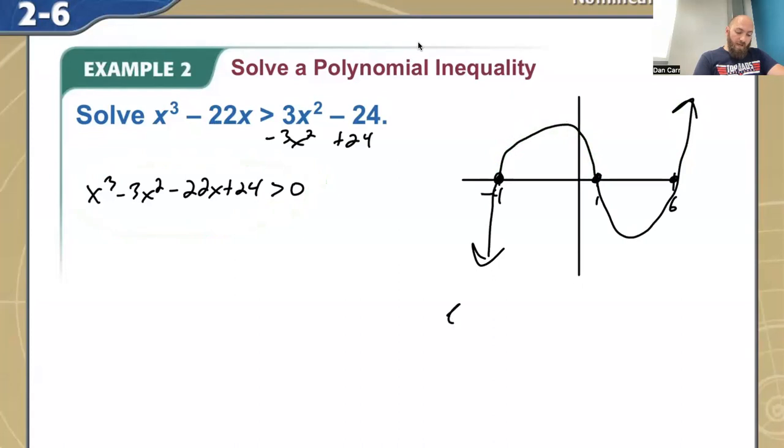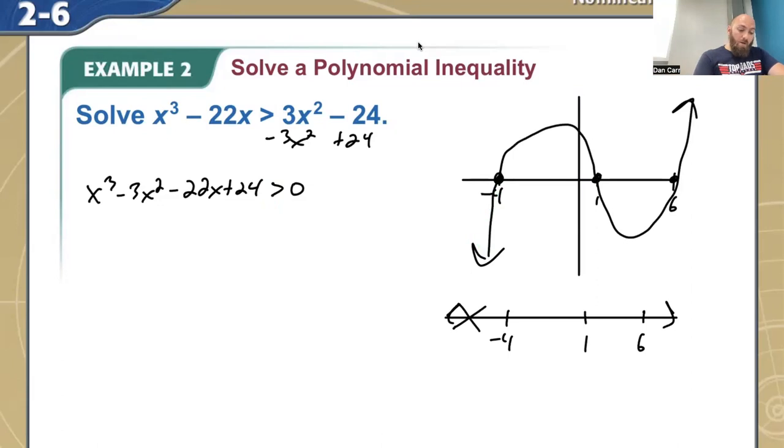So if I look at a number line, so I put -4, 1, and 6 on there, we can think about all those different sections. Everything that's to the left of here is going down. These are all negative values, so it's not greater than 0. And we know it's not this section.